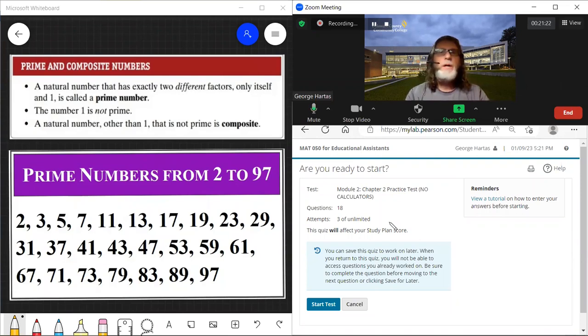A number is prime if it is greater than 1 and has only 2 factors, itself and 1. For example, 7 is a prime number because the only factors that multiply together to get 7 are 1 and 7. Number 1 is not prime. Numbers other than prime or 1 are called composite.